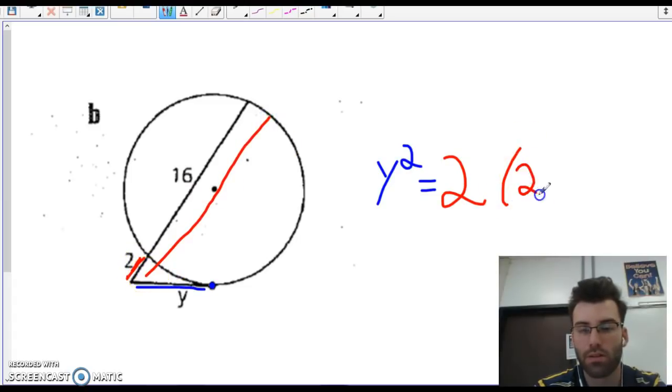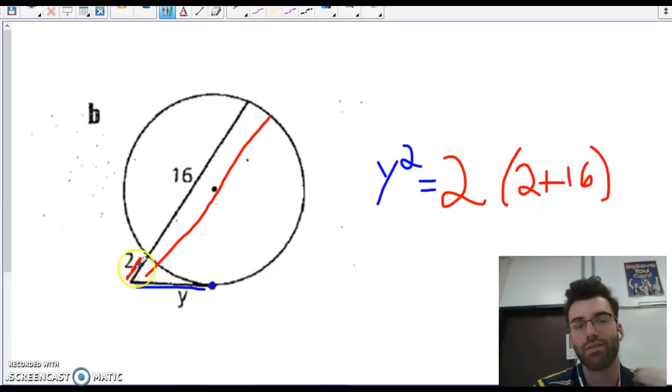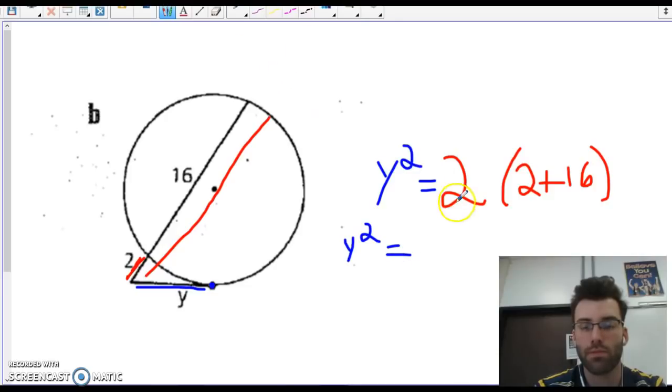And I'm going to write 2 plus 16 because when we do an example in a little bit, we'll be asked to find this distance here. So I want you to get in the habit of doing this. Remember though, you're not going to distribute this 2. Order of operations says we need to do whatever's in here first. So we get y squared equals 2 times 18. And if you want to skip this step, that's totally fine and do it in your head.